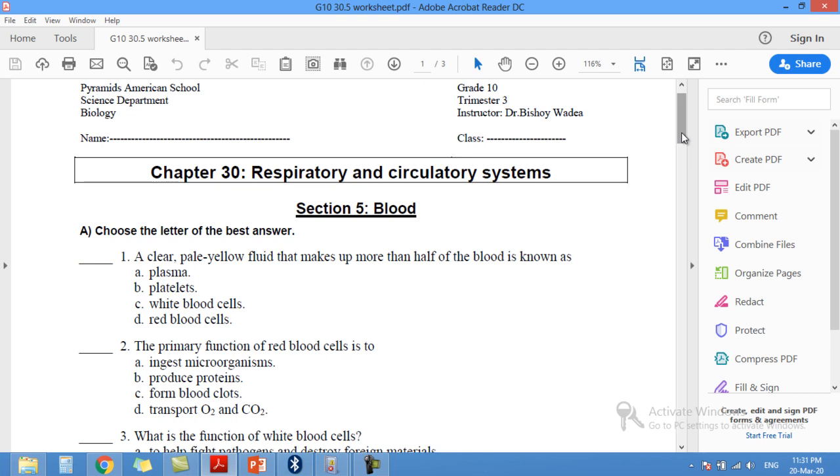Okay, firstly, choose the letter of the best answer. A clear pale yellow fluid that makes up more than half of the blood is known as plasma, platelets, white blood cells, red blood cells. The answer is A, plasma.